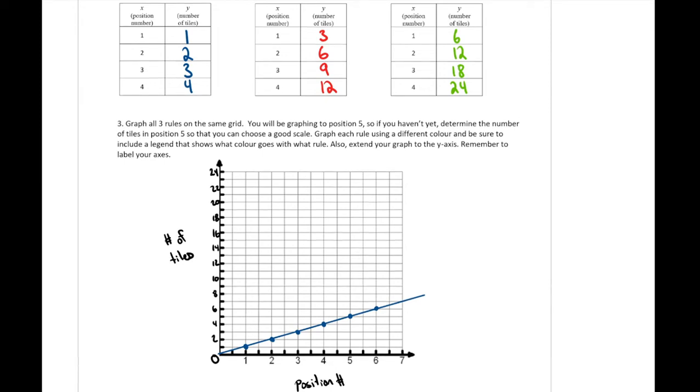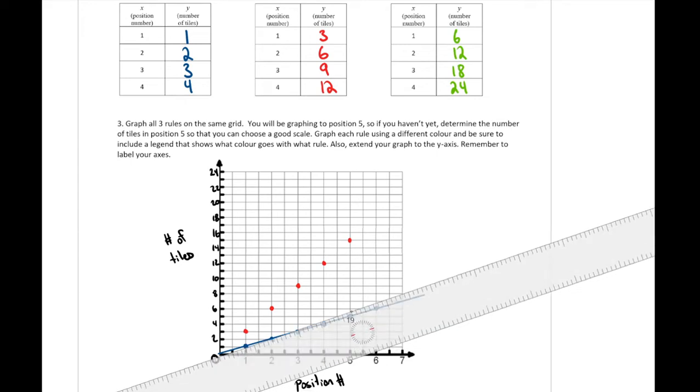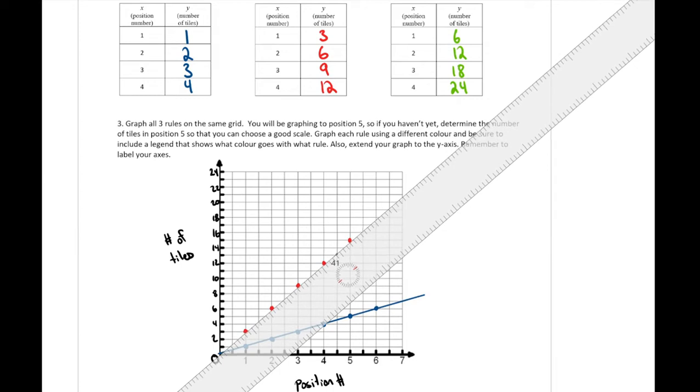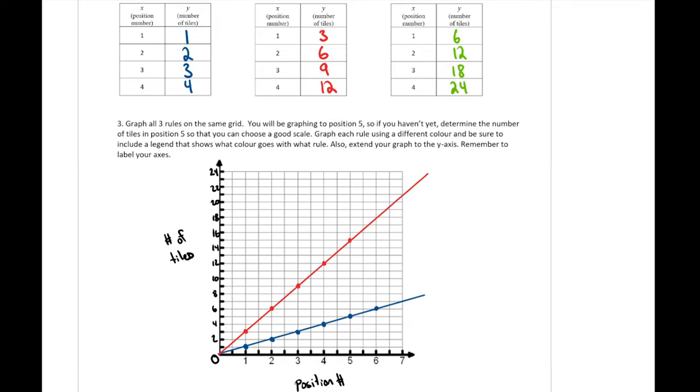The next one, at 1, we have 3. 2 is 6, 3 is 9, 4 is 12, 5 would be 15. Again, same idea. We're going to connect all the dots or draw a line through them. We can extend the line, and again, we should be able to plot our other points for the other position numbers if we wanted to. But just extending the line will work.